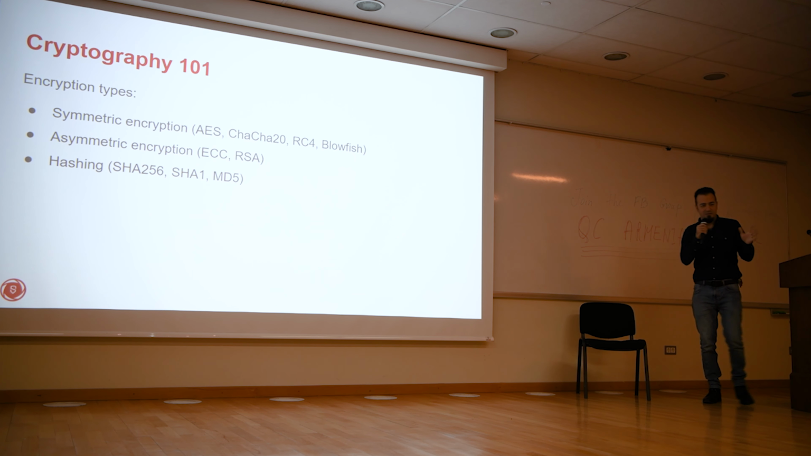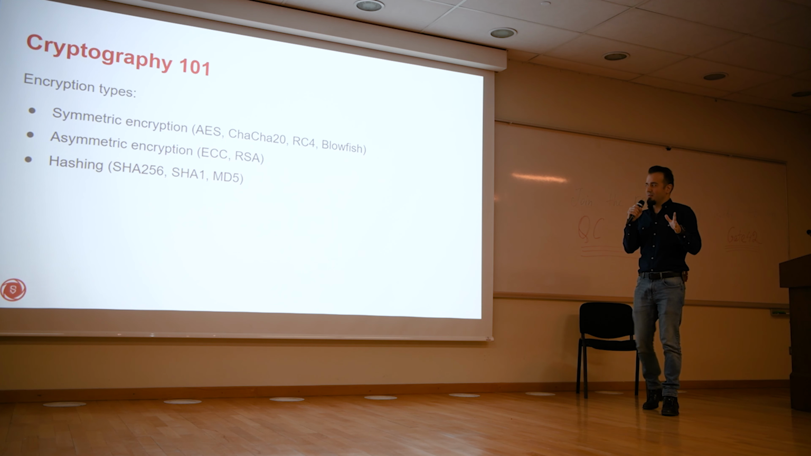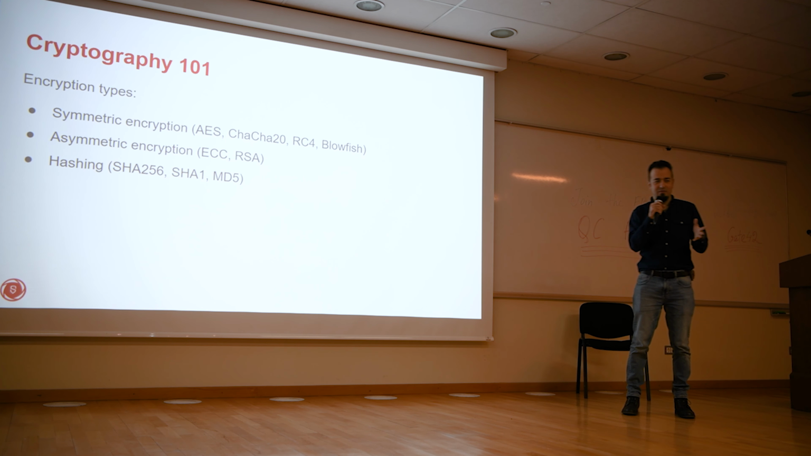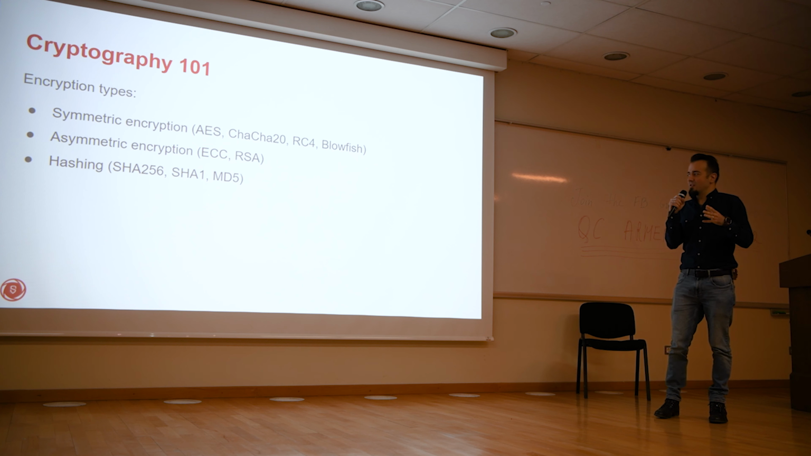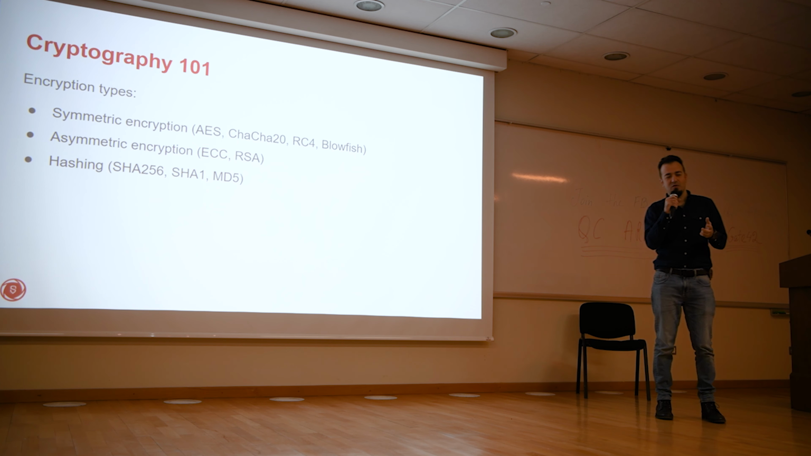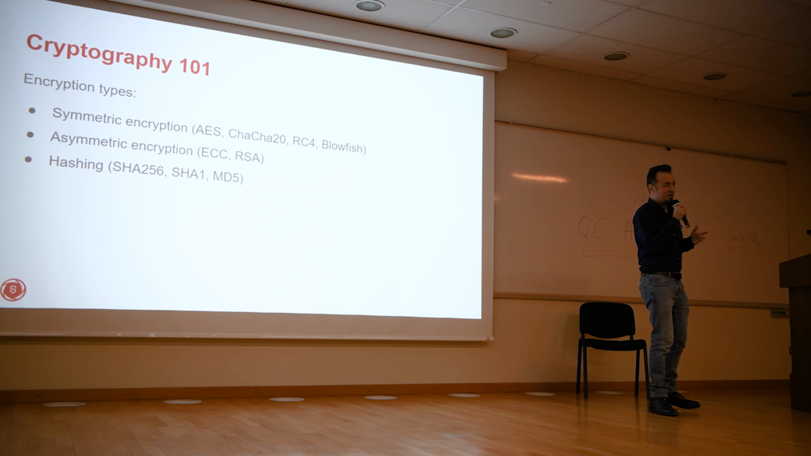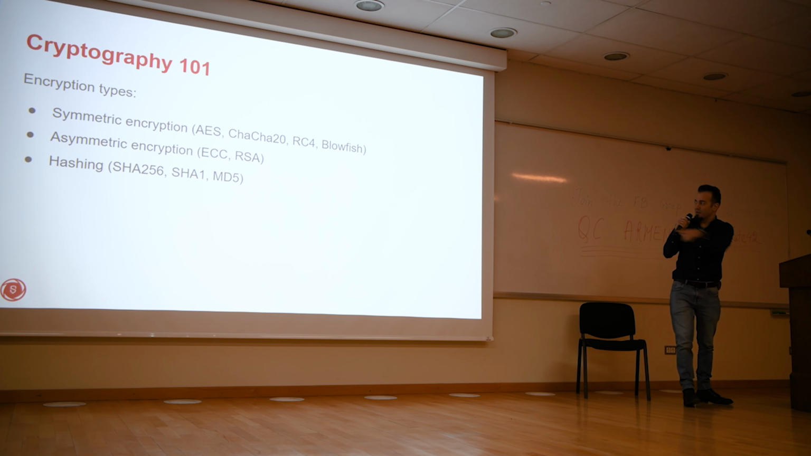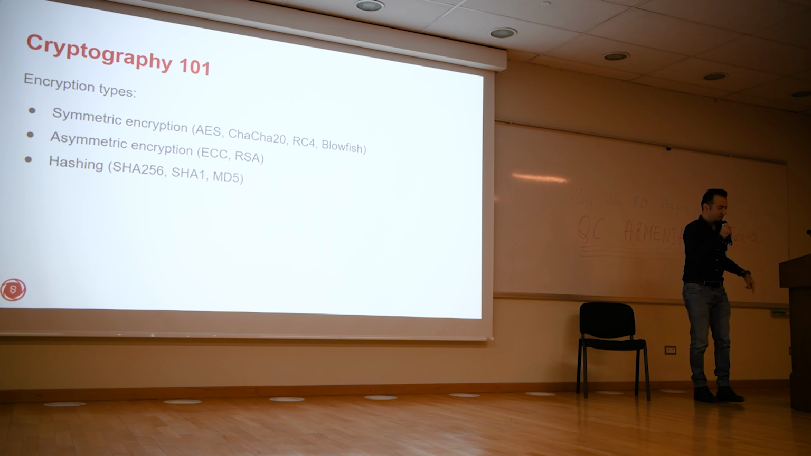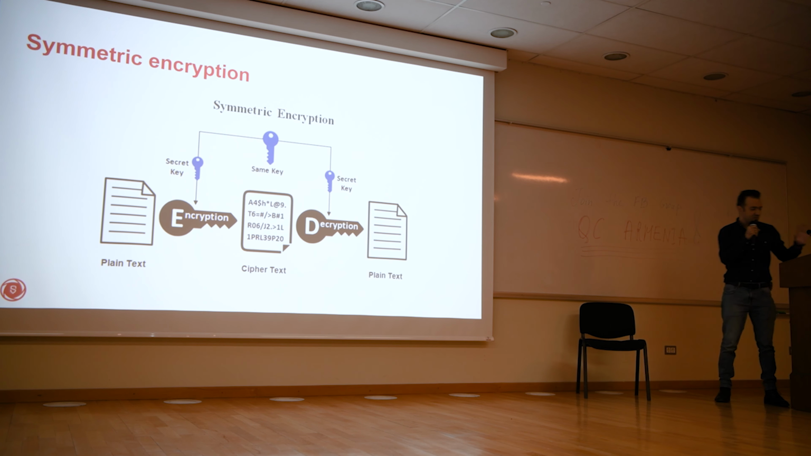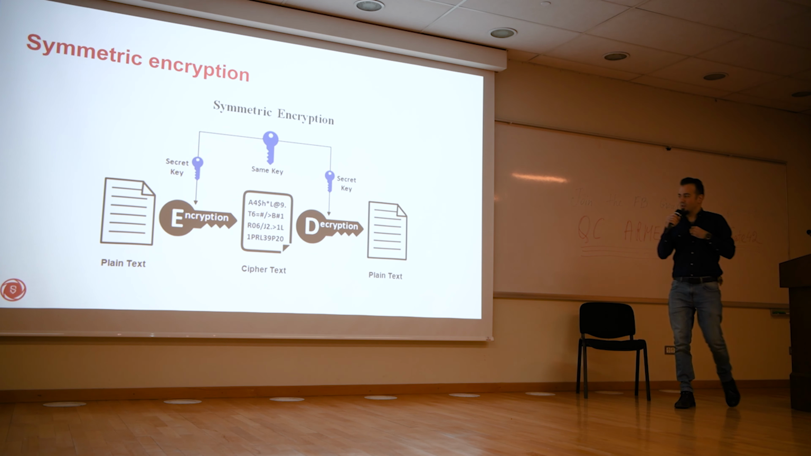So there are really three main types of crypto, right? There is symmetric encryption, asymmetric encryption, and hashing. There are some examples of algorithms for each of these. So let's just explain a little bit more.